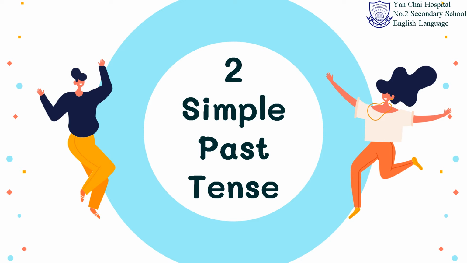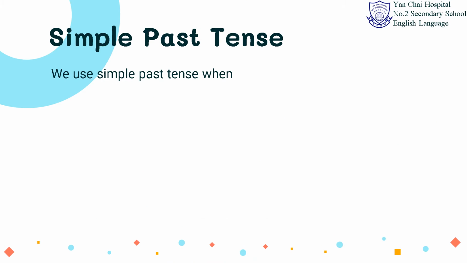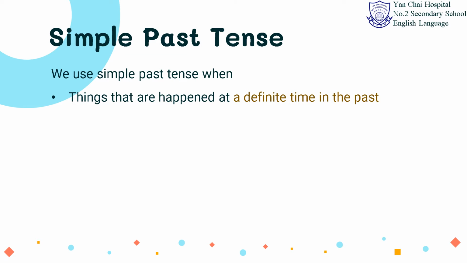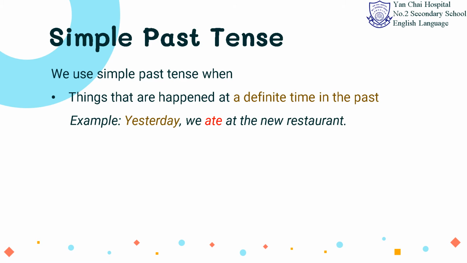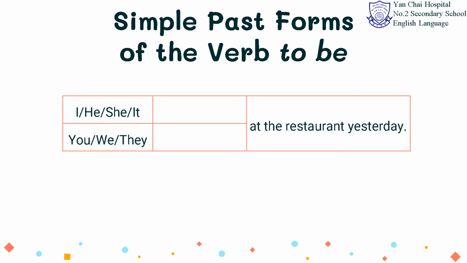Part 2. Simple past tense. We use simple past tense for things that happened at a definite time in the past. Example: yesterday we ate at the new restaurant. Simple past forms of the verb to be: I, he, she, it was or was not at the restaurant yesterday. You, we, they were or were not at the restaurant yesterday.